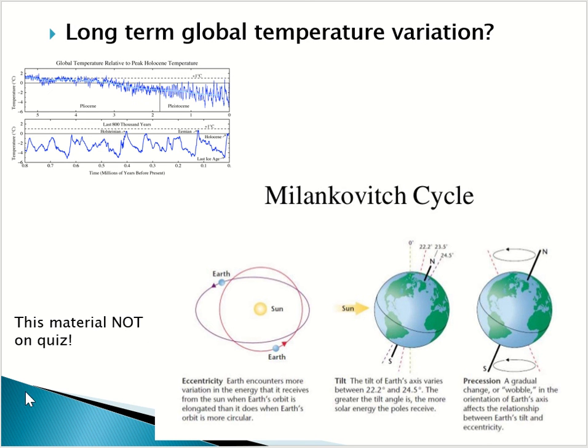Oh, I've added this little note. This material is not on the quiz. It's just for enrichment, just so you know what gives rise to really high magnitude, but also long-term changes in typical temperature. These are, as I mentioned, changes to the behavior of the Earth relative to the sun. The first is changes to eccentricity, or really the degree to which the Earth's orbit around the sun resembles a circle or becomes more oblong.